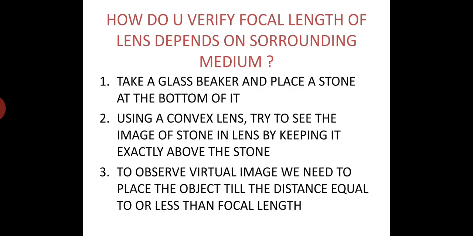In this question, what he is asking is that we verify that the focal length of a lens depends on the surrounding medium. It means when we place a lens in air, its focal length will be one value, whereas if we place the lens in water, its focal length changes. It means its focal length increases. So the focal length of the lens is not at all constant. It will change as per the surrounding medium. We need to verify this with an activity.